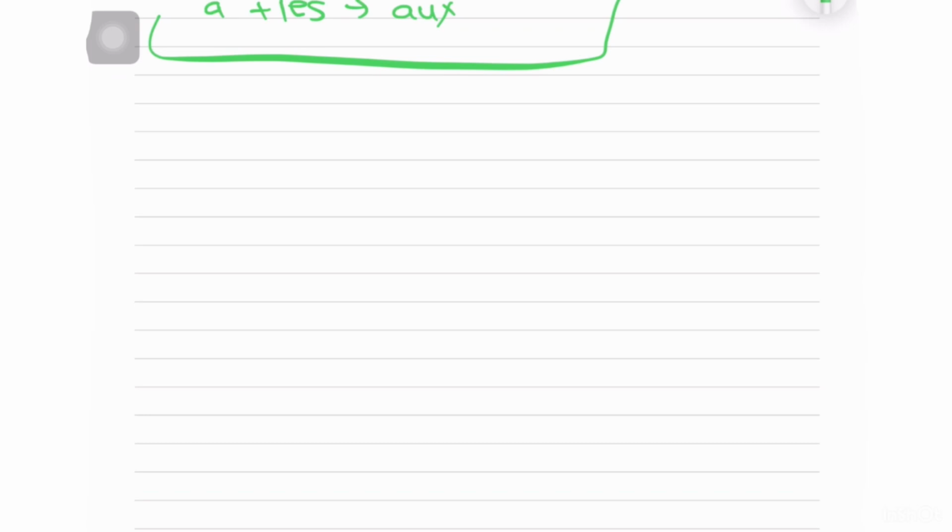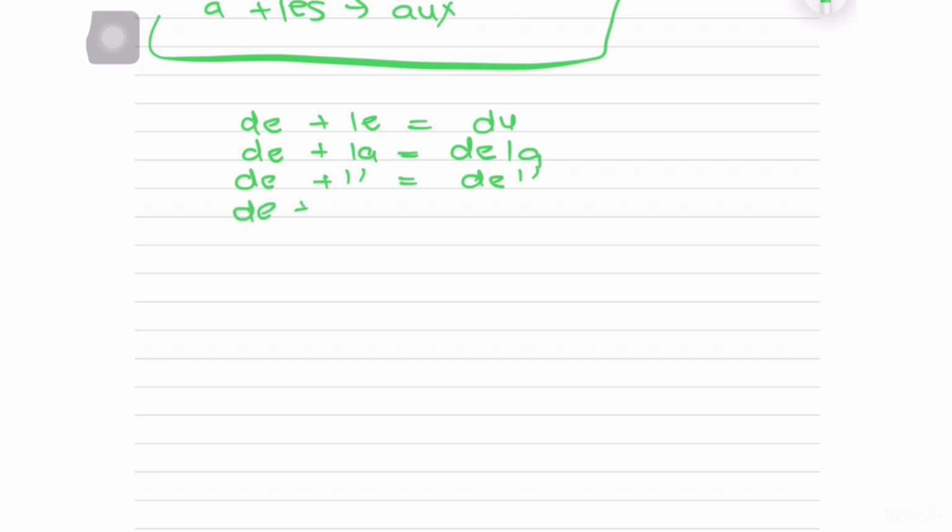Okay, so de plus le, I get du. We're not doing any sort of math here. This is really simple. I'll give you an example too. De plus la becomes de la. De plus l' becomes de l'. And de plus les becomes des. Now I hope this is clear to you.